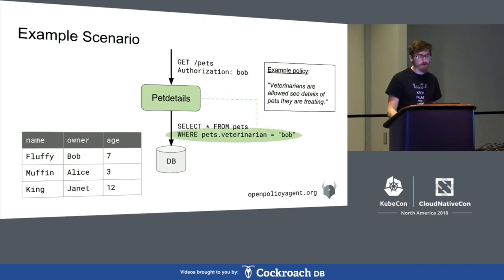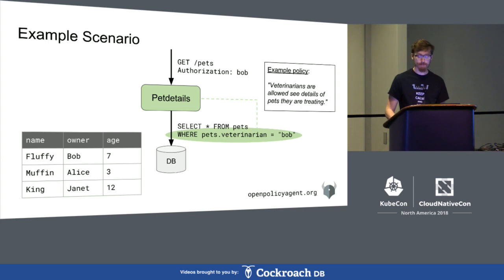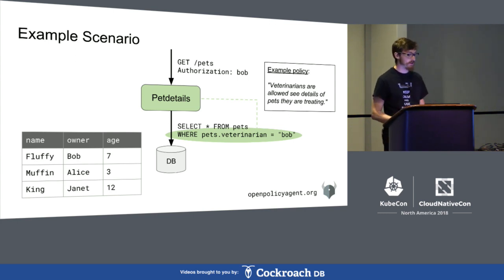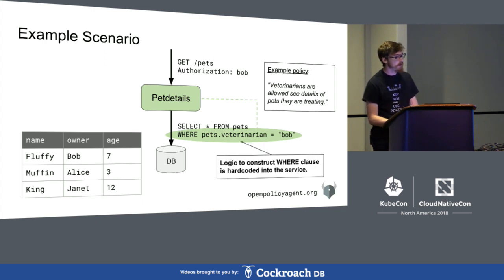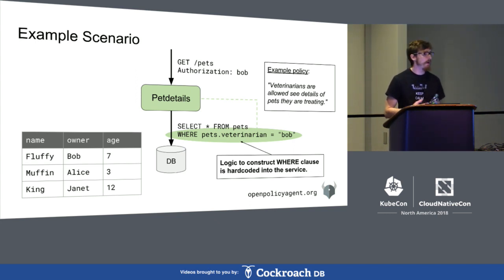So what are we going to do? Well, we're probably going to just go and do this in our application, right? We're going to stick a where clause onto that query that's going to filter the results for us. And then we could just declare the job done. Except the problem is that at this point, the logic that decides whether or not you're allowed to see a row in the database is now hard-coded into the pet details service, right? And so if we want to change this policy in any way, we have to go into that service and understand it at a very fundamental level in order to do anything.